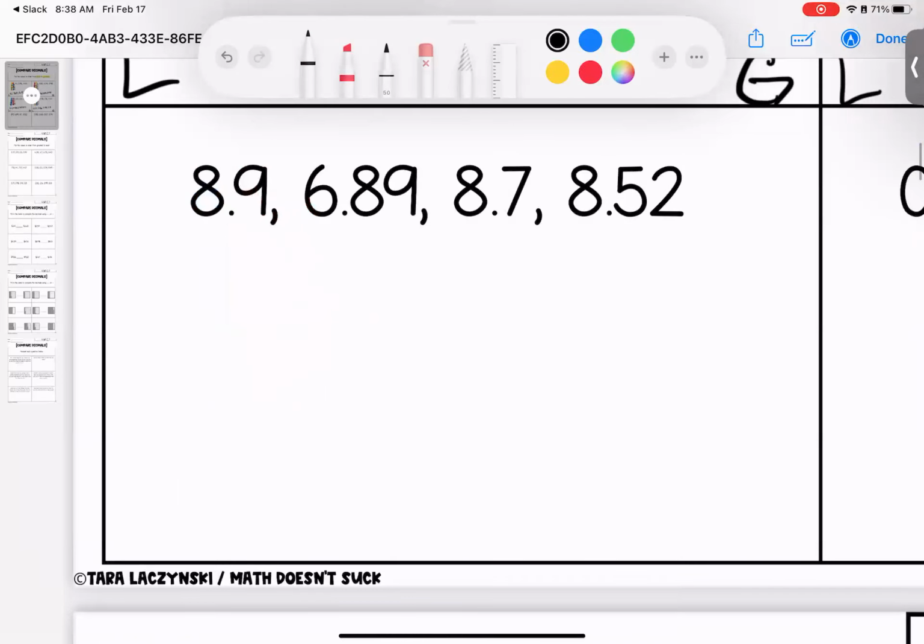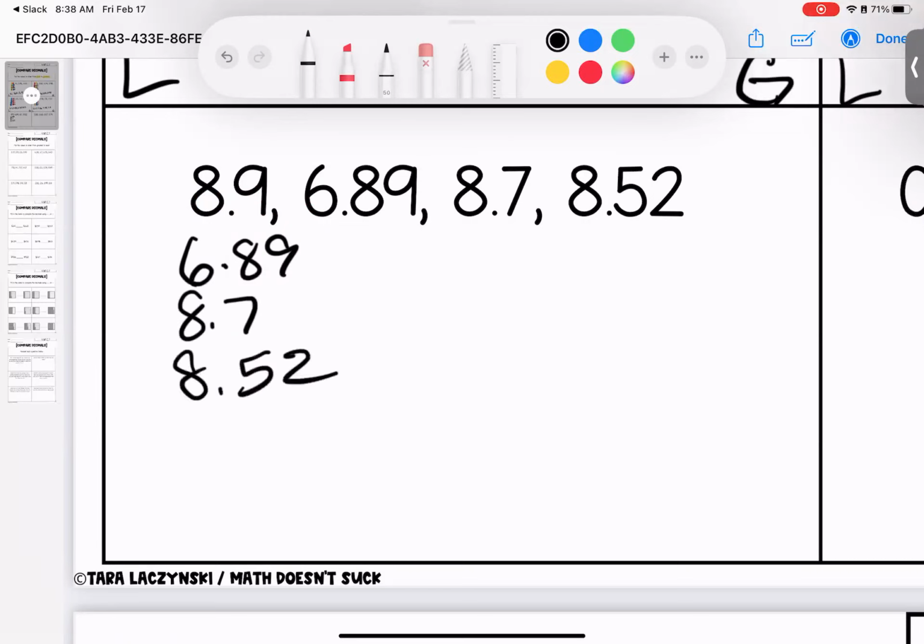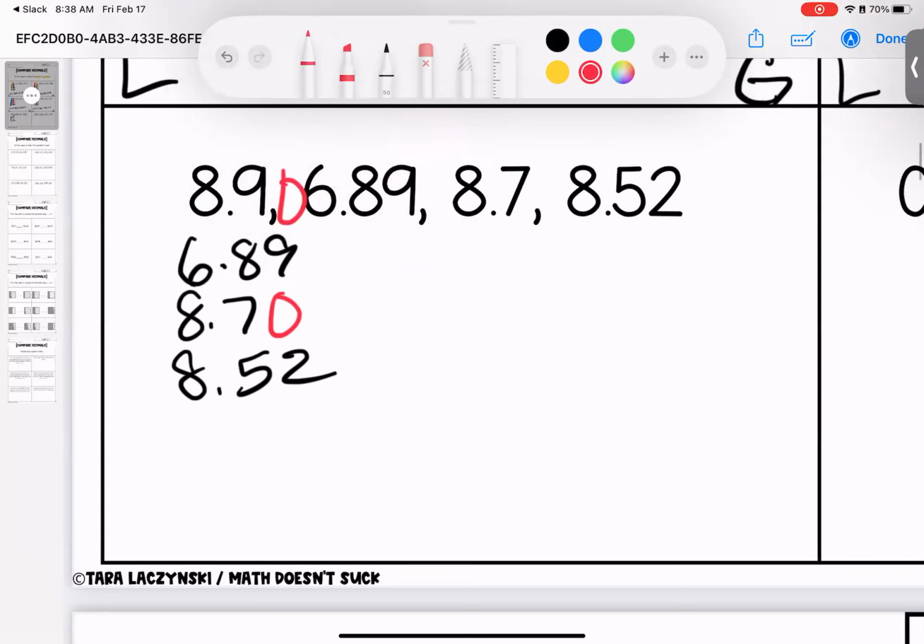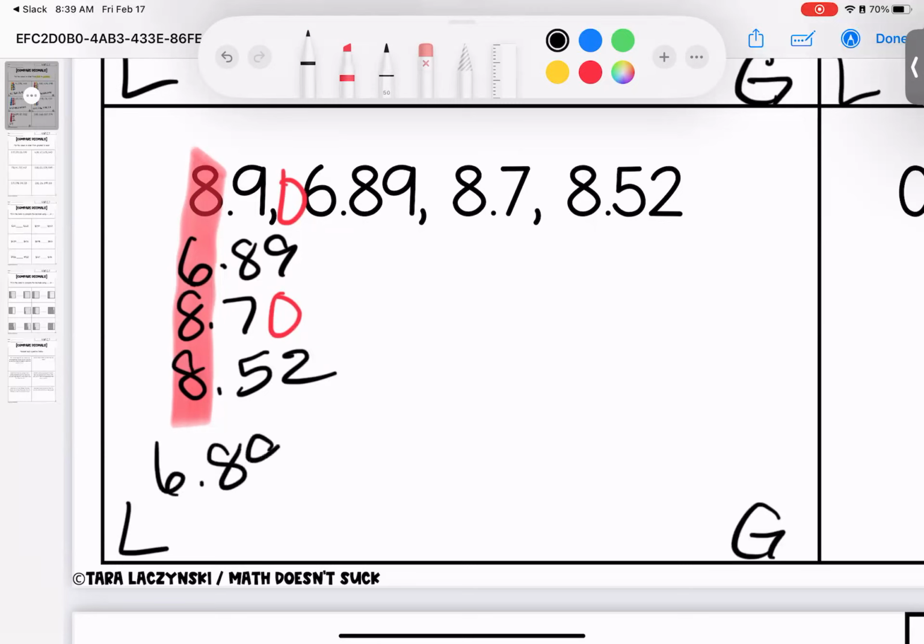Next one, we have 6 and 89 hundredths. We have 8 and 7 tenths. We have 8 and 52 hundredths. Place saving zeros. Right there and right there, starting with our ones place: 8, 6, 8, 8. So I can do my first one, right? That's okay, because 6 has nothing to be compared to. But then I need to go to my tenths place for my remaining 3. Then I can jump in and put them in order.